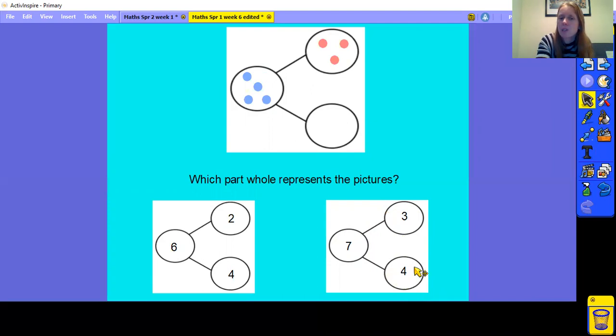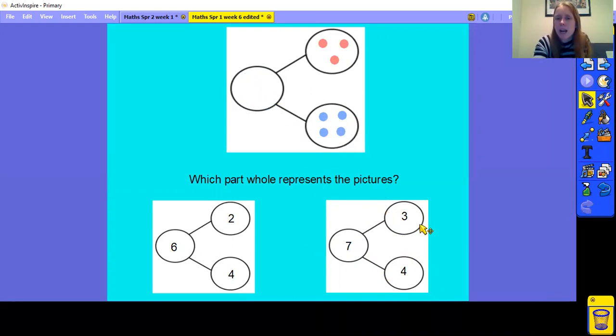How many blue spots do we need for it to be correct? That's right, we need 4. Let's check and see if it's right. 1, 2, 3, 4. It is.